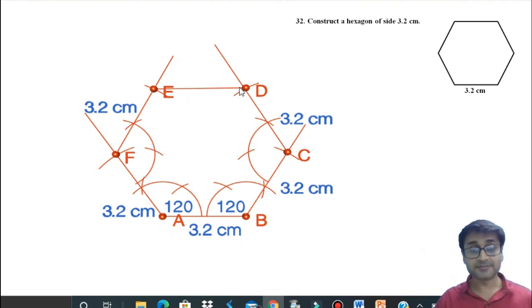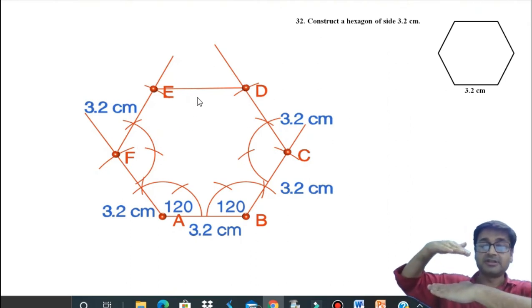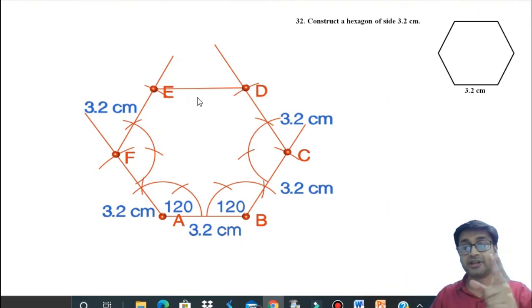How many of you all got this? Yeah, most of the time it happens because if your 120 degrees are not accurate, then in that case this ED becomes a little slanted.